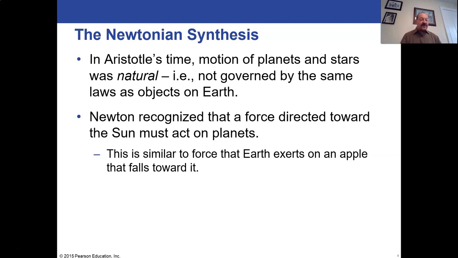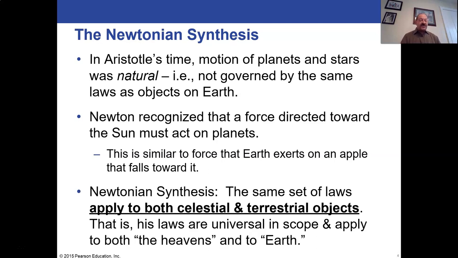Newton realized that the force directed on the sun must act on the planets. So in Newton's time, they realized the sun was the center of the solar system, not Earth, and realized that there must be some force keeping the planets held to the sun in orbit. So he noticed that this force that was exerted on an apple or everyday objects that he saw on Earth must be the same force that is involved in the heavenly bodies and their gravitational forces. So this Newtonian synthesis applies to both celestial objects, celestial meaning in the sky, in the heavens, and terrestrial, meaning terra, Earth, that's happening right here. And so this is why we say his laws are universal in scope. They cover everything, both the heavens and the Earth.